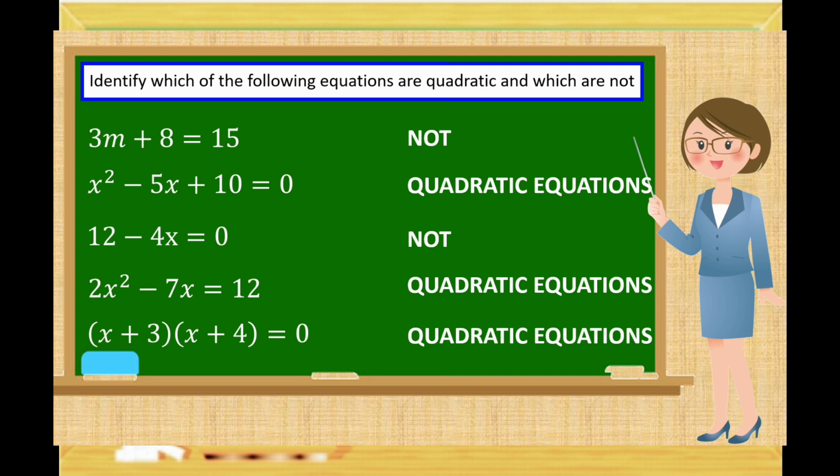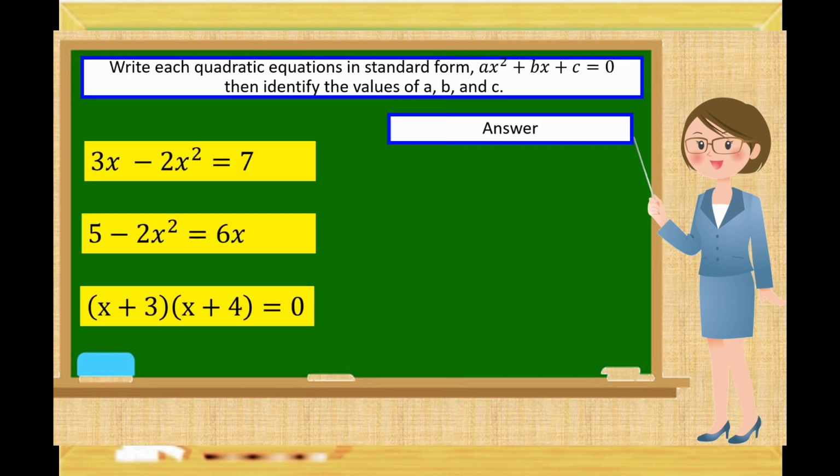Now, let's proceed to another activity. Write each quadratic equation in standard form ax squared plus bx plus c equals 0. Then, identify the values of a, b, and c.